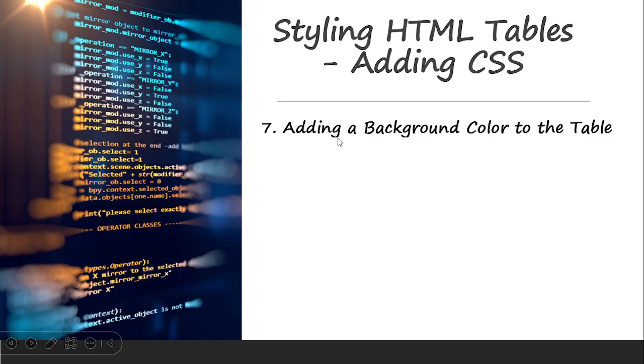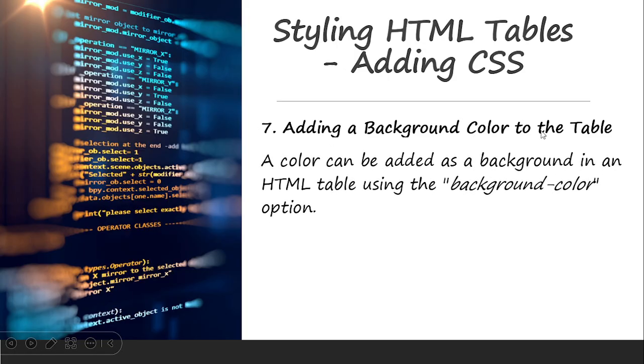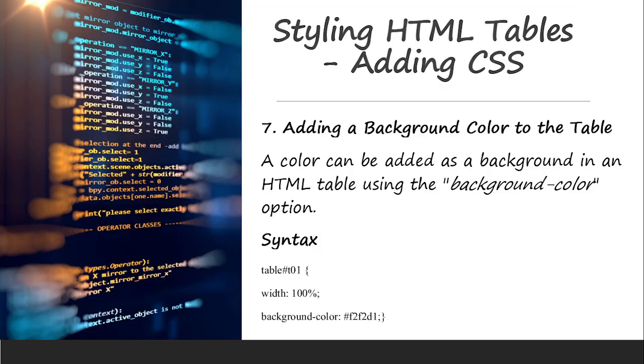The other styling is adding a background color to the table. A color can be added as a background in an HTML table using the background-color option. You can use this option to add a given color for the background of a given table. The syntax looks like this. You set the given table width, and then the background-color, you set the color which you want, and simply it will display on your web page.